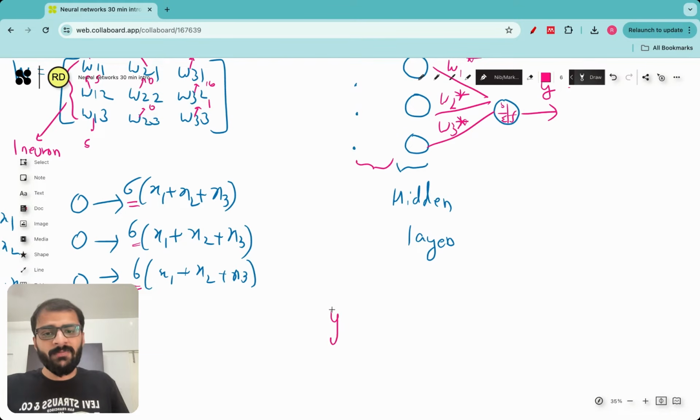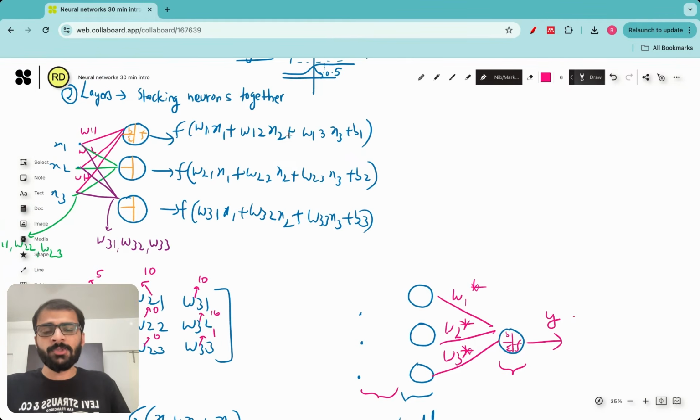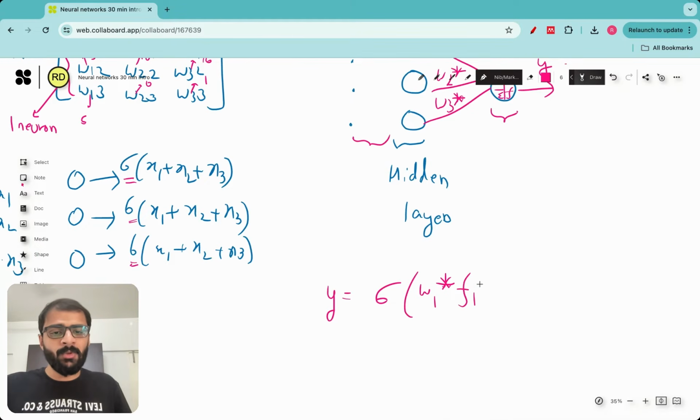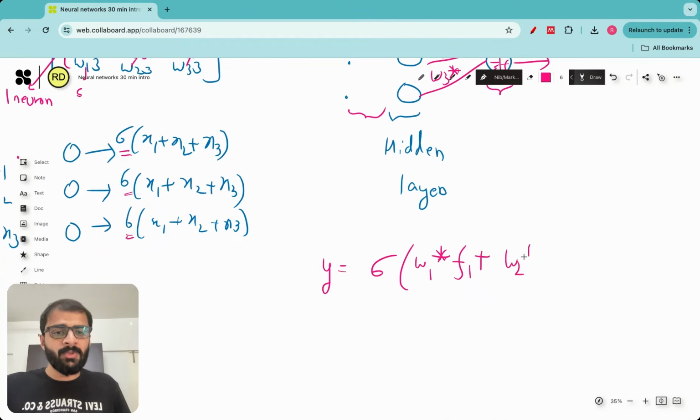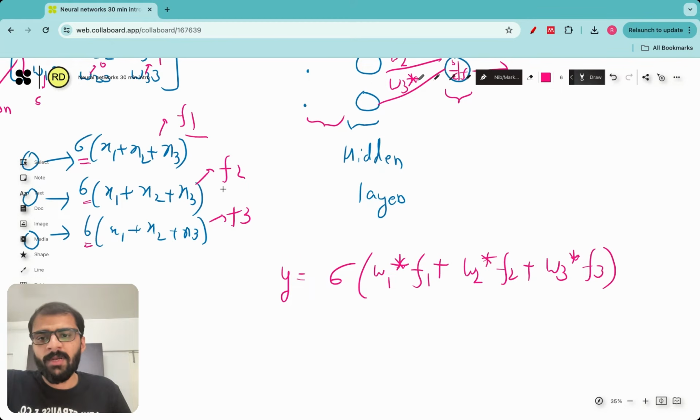Then y, which is the final output, is sigma, the activation function of this neuron, of W1 star into this output. Let me call this F1, this is F2, and this is F3. So these outputs are the inputs to this final neuron, right? So it will be W1 star F1 plus W2 star F2 plus W3 star F3. We have already computed F1, F2, and F3, so let's plug in the values here.